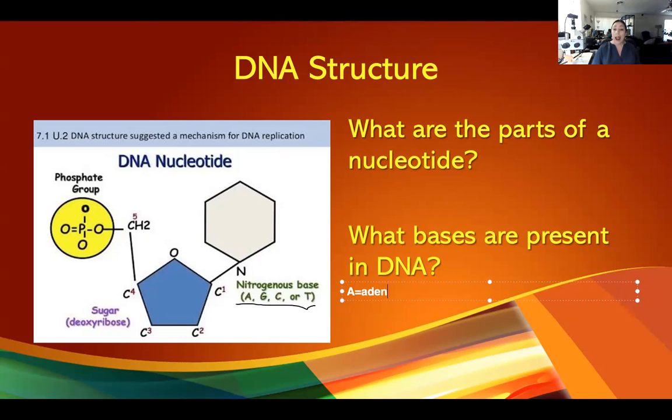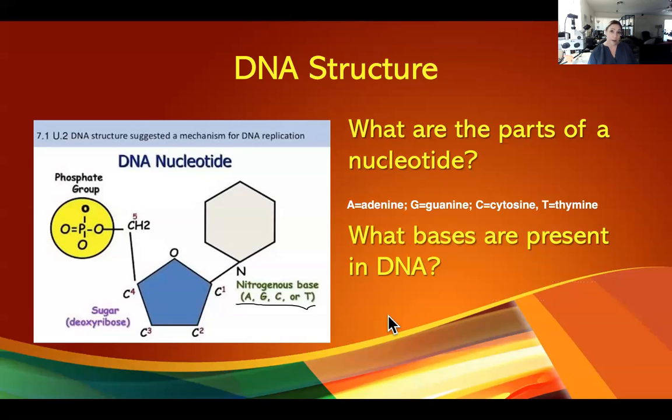So A is for adenine, G is guanine, C is cytosine, T is thymine. So what this means is that in a single nucleotide of DNA, you're going to have that phosphate group, the sugar, and for DNA, that sugar is called deoxyribose, and one of those four bases, adenine, guanine, cytosine, or thymine.